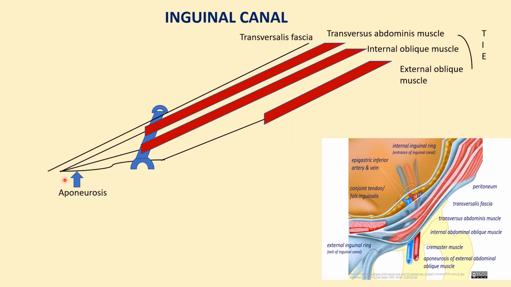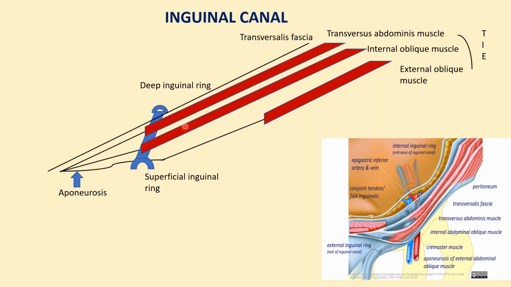Now let's see where the rings are located. First is the deep inguinal ring. It is an oval opening in the transversalis fascia. And the superficial inguinal ring is an exit point in the aponeurosis of the external oblique muscle. Look, it's the external oblique muscle and this is its aponeurosis, so it's an exit point in its aponeurosis.